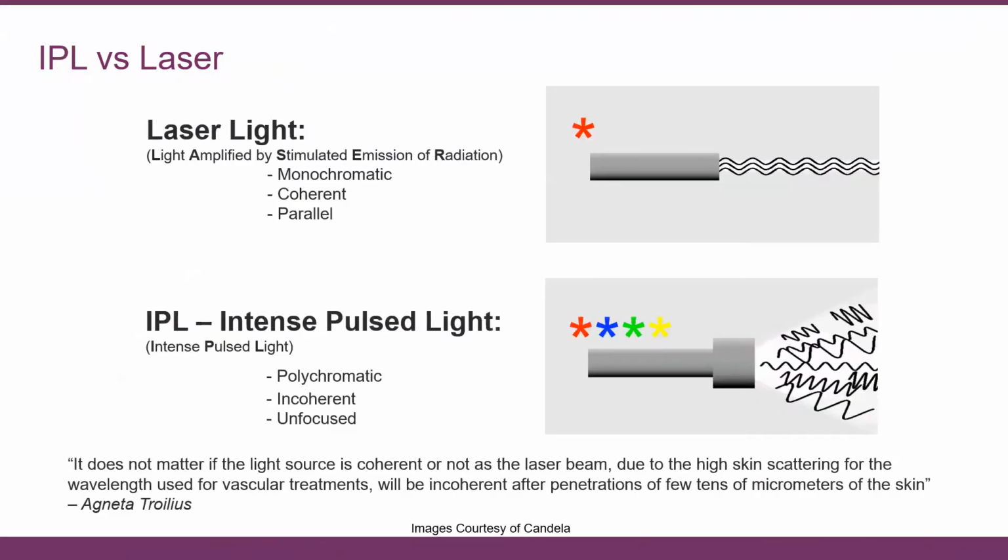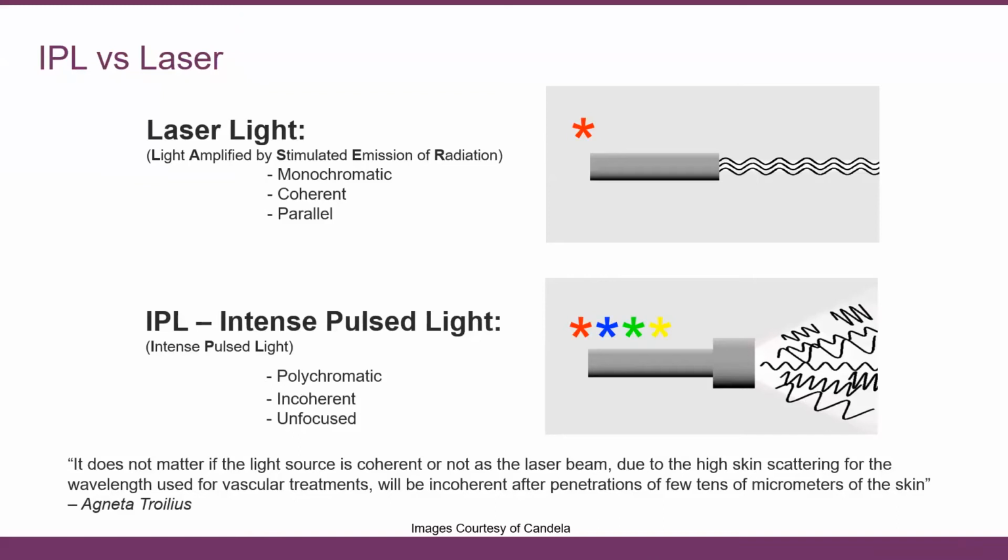Another question that gets asked a lot is, what is the difference between an IPL and a laser? Really, there's three main elements that we can look at that differentiate a laser from an IPL. So laser, obviously, is light amplification by the stimulated emission of radiation. And a laser is a single wavelength. And because it's a single wavelength, it means it's a single color or it's monochromatic.